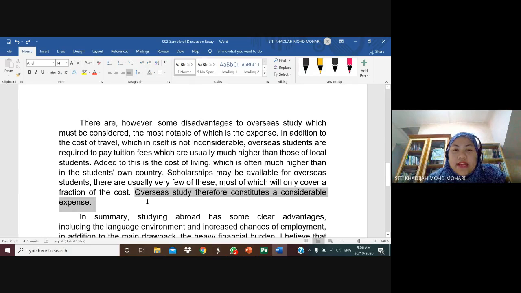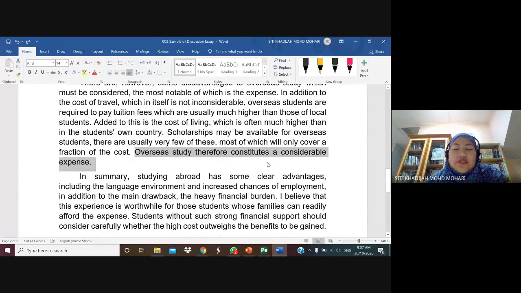For this one, we have a concluding sentence for this paragraph. So this is an example of a concluding sentence, right? They said in the topic sentence that some disadvantages to overseas study must be considered, the most notable of which is the expense. So they talk about the expenses over here, and for the concluding sentence, they restate the topic sentence: overseas study therefore constitutes a considerable expense.